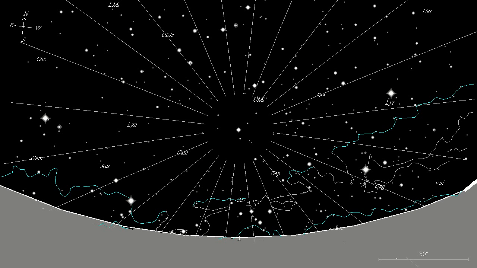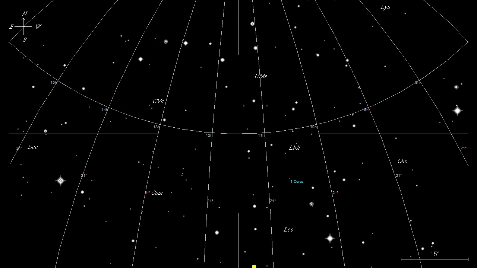The north celestial pole, which is directly above the Earth's north pole, is 37 degrees from my north horizon. Looking directly overhead, those objects with a declination of plus 37 degrees pass directly over my head.